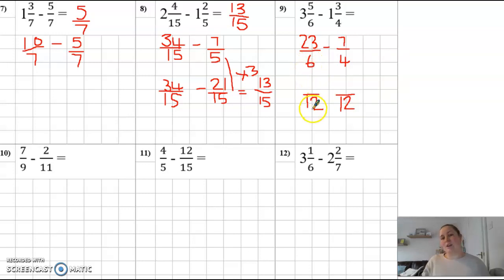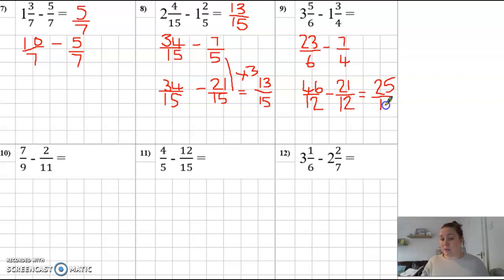So 6 times 2 is 12, so I have to times the numerator by 2 as well. 23 times 2 is 46. Now with this one, 4 times what is 12? 4 times 3. So I have to times 7 by 3, and 7 times 3 is 21. Now I can just take away. 46 take away 21 is 25 over 12.